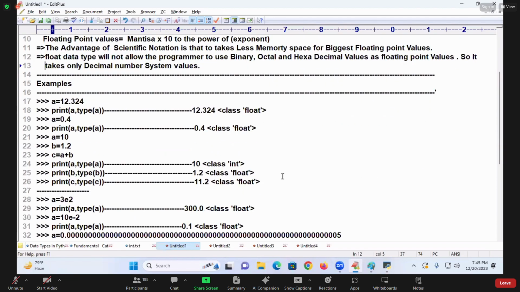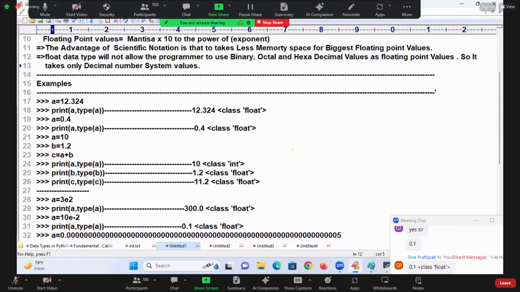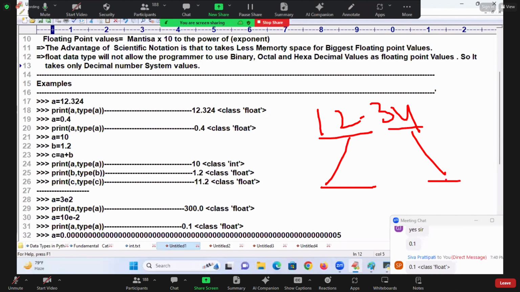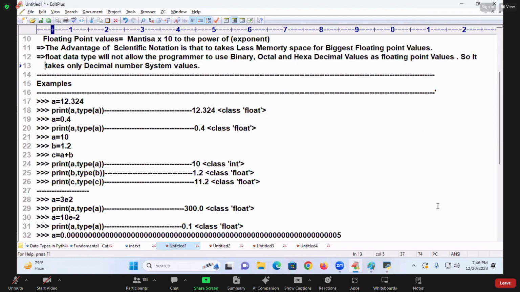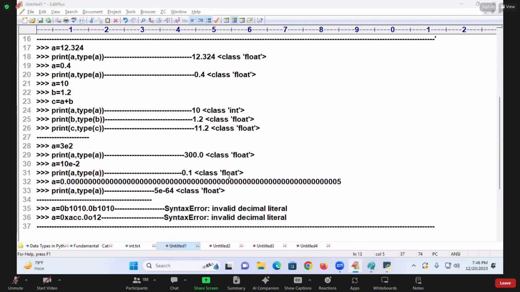You may have a doubt, sir, if 12.34 is coming, I want to convert it into binary. I'll convert this into binary. I'll tell you the technique for it: 12 separate, 34 separate, then I'll join both of them. There is a separate explanation I will give you. Okay now? Got it?